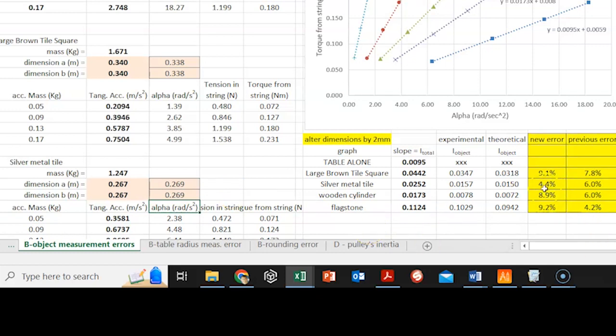And now when I look over here, I see that the moment of inertia of the silver metal tile, our theoretical value, went up. And since our experimental value was above our theoretical, by raising the theoretical, it got closer to that value. And so my error actually went down. So just because I have an increase in my error over here doesn't mean it's going to always give me an increase in my percent error.